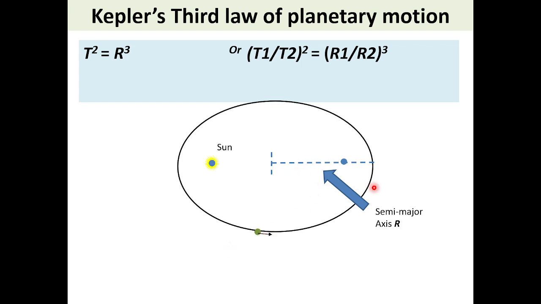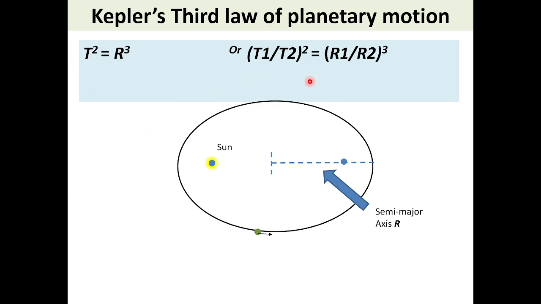And this is the semi-major axis. As you can see, the dotted line from here to here is the semi-major axis, which is denoted by R. So this formula is Kepler's third law. It says the square of the period of a planet is equal to the cube of the semi-major axis, always. This formula holds true always.